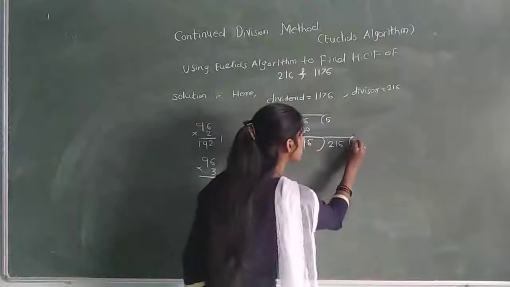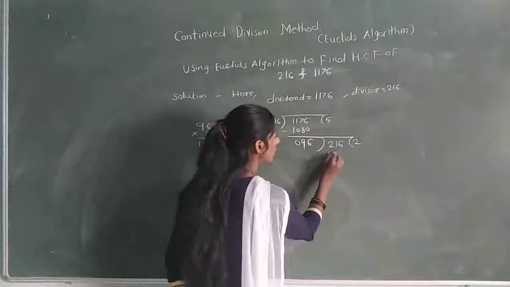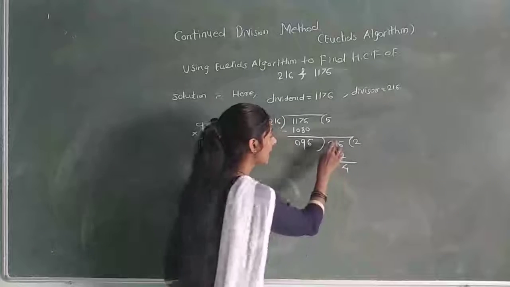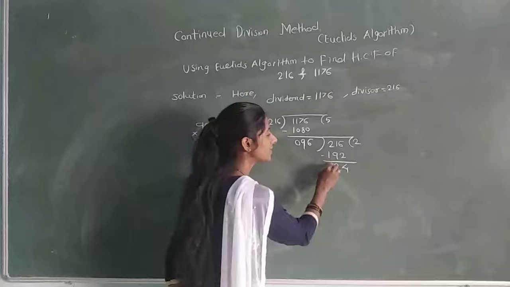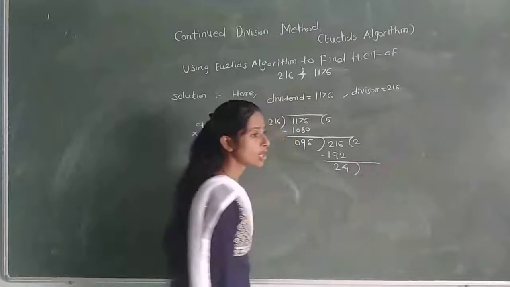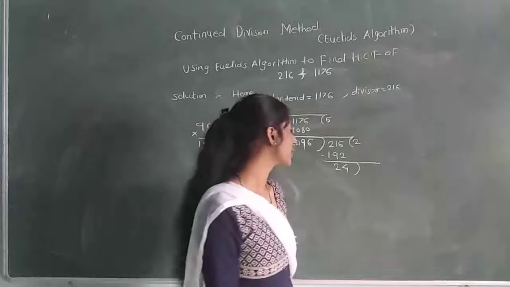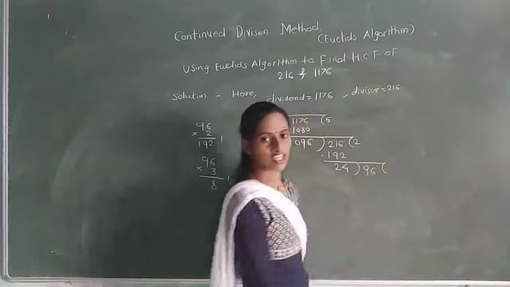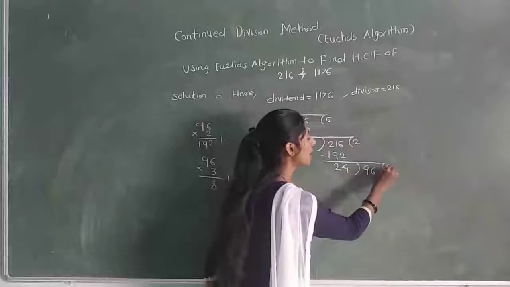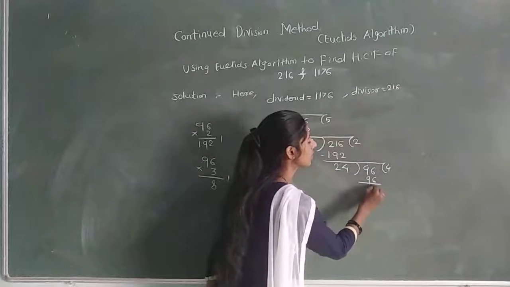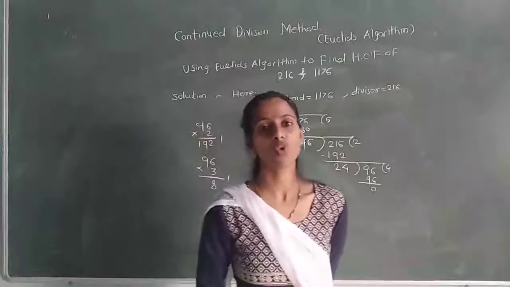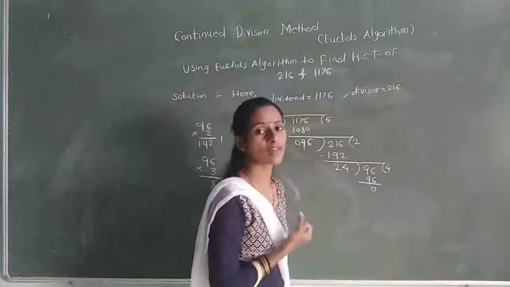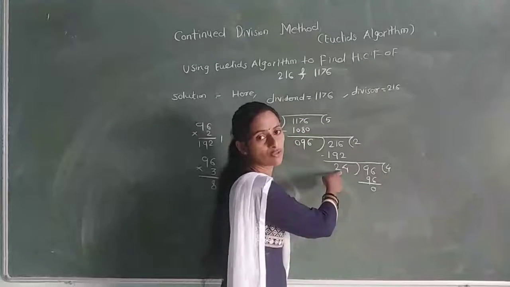Okay, so 96 2s are 192. Now subtract. 6 minus 2, 4, 11 minus 9, 2 and 0. This is 24. And next, go to the next step. So 24 as the divisor and 96 as the dividend. Clear? So 24 4s are 96, remainder 0. So the last remainder is 0. Okay, so the last divisor is 24, hence the SCF of the required numbers is 24. Clear?